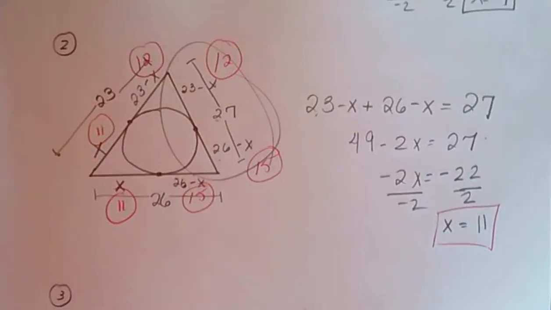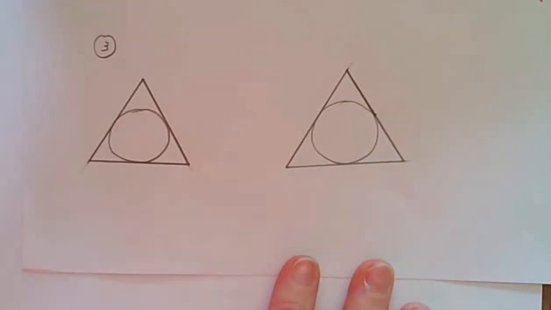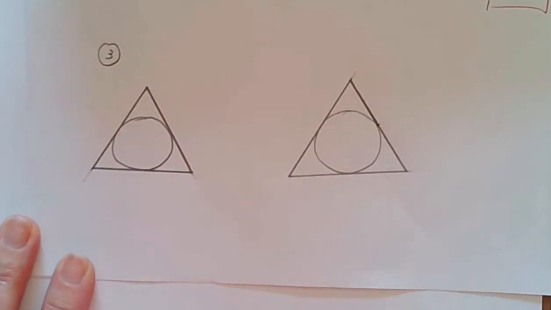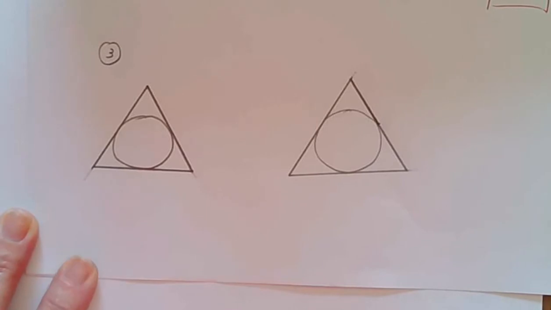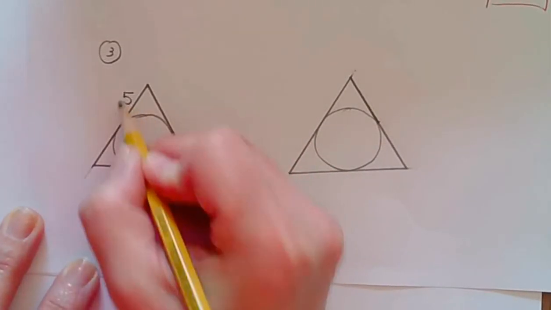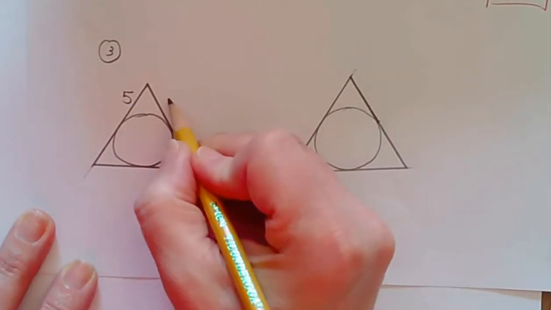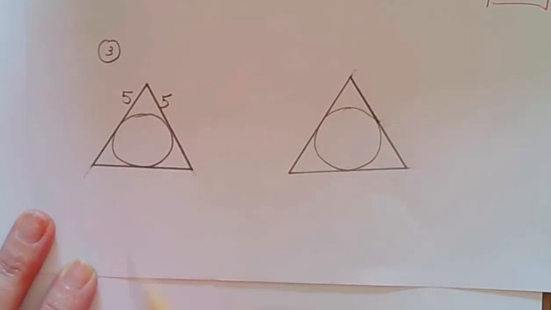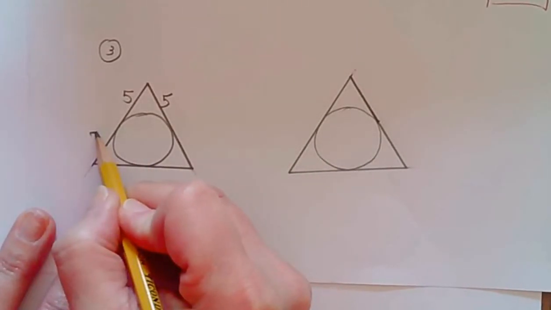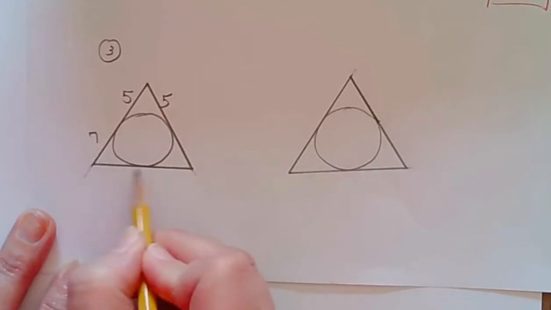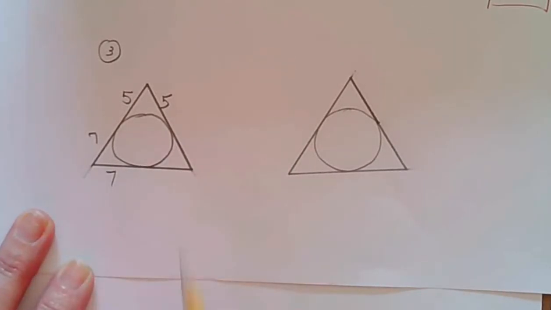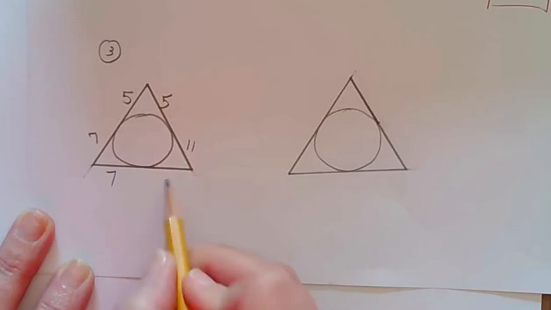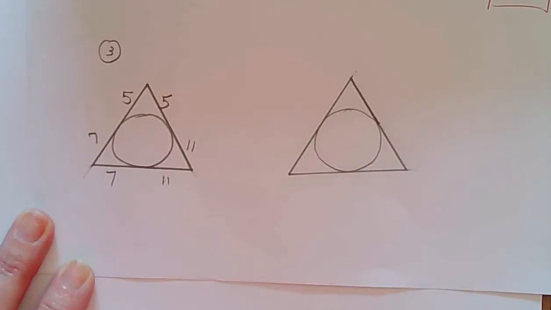One last one. If you need to do your own practice, this is how I make them up. And you can make them up also. Just come up with some nice numbers. Maybe this piece over here is 5. So you know what? Then this piece has to be 5. Maybe this down here is 7. So then this over here also has to be 7. And maybe this is 11. So that guy also has to be 11.